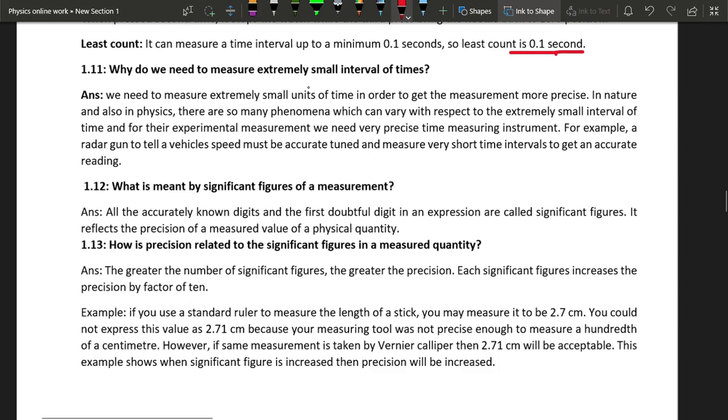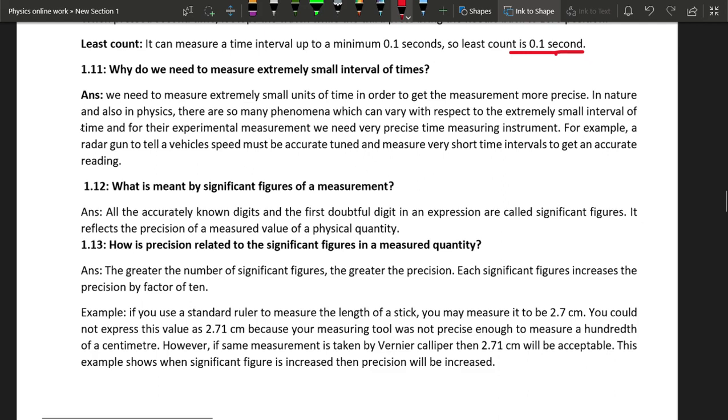We need to measure extremely small units of time in order to get a more precise measurement, because in nature and also in physics there are many phenomena that may vary over extremely small intervals of time. For their experimental measurement we need a very precise time measuring instrument. For example, a radar gun that tells the vehicle speed must be accurate and measure in a very short interval of time to get the accurate reading.